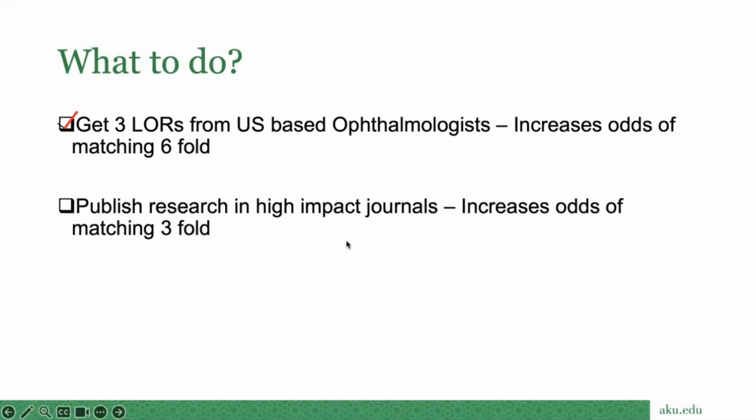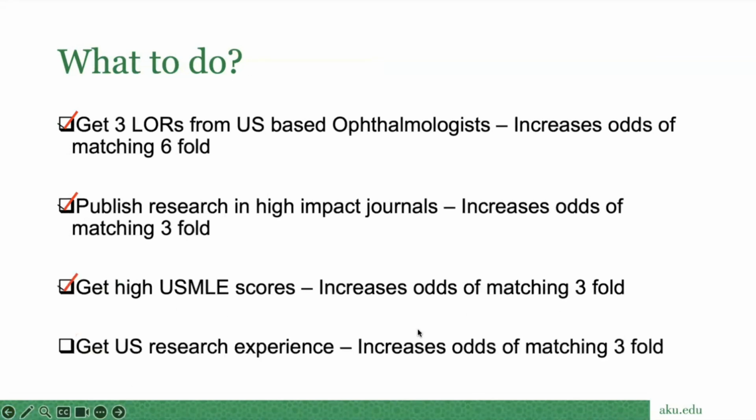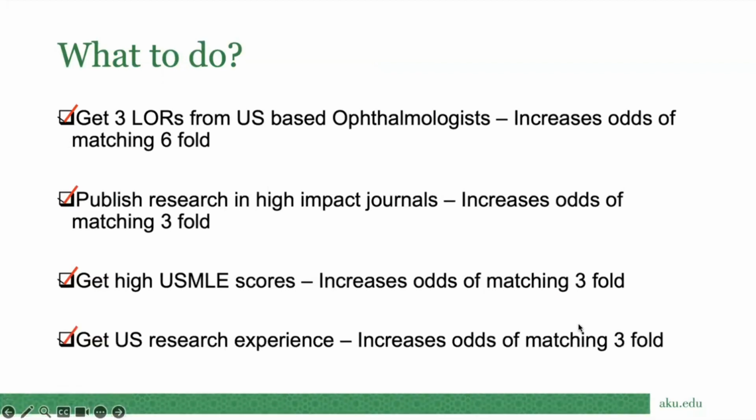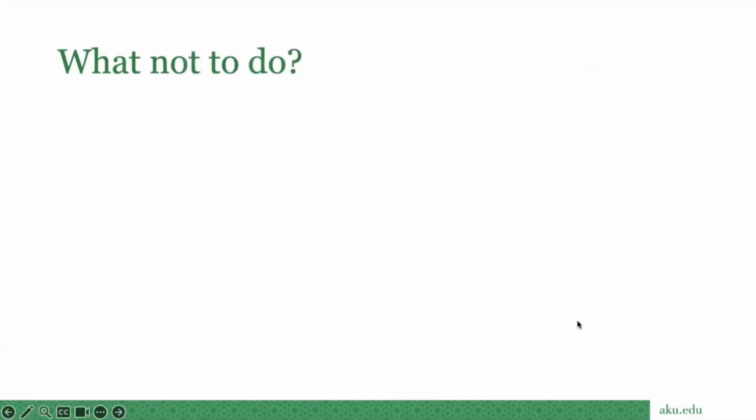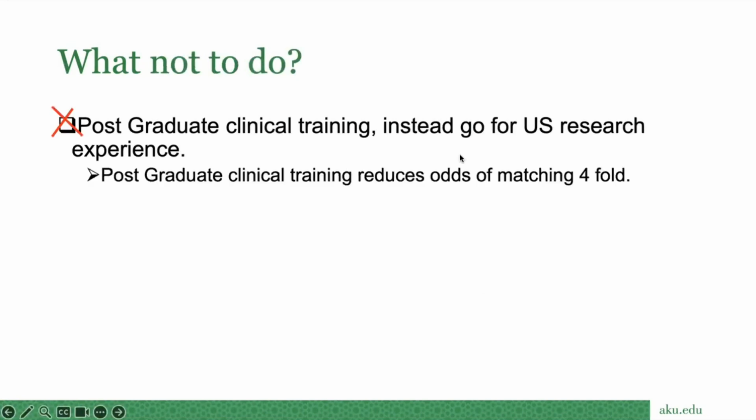You need to publish research in high-impact journals. This increases your chances of matching threefold in residency. You need high USMLE scores, which increases the odds of matching threefold. You need to get US experience, matching threefold. And then in that same article, they mentioned what the negative points are. If someone applying for residency has postgraduate training, then the chances were slightly decreased, it reduces the odds.